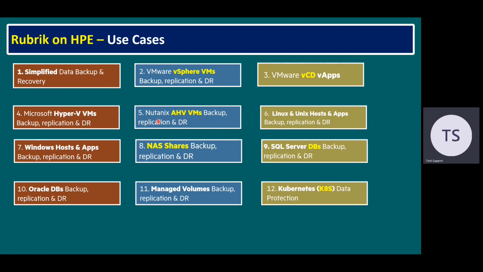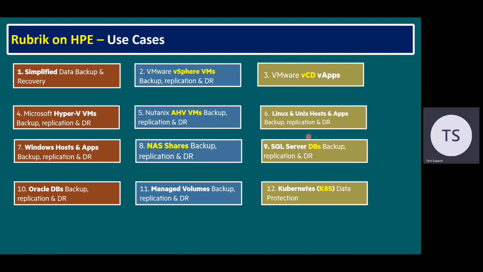Similarly, for another virtual platform, Nutanix AHV VMs backup, replication, and DR exercises. And similarly, if you have physical workloads like Linux and Unix hosts and apps, they will be supported. In the same way, if you have Windows physical hosts and applications, it's not only for a normal Windows physical server, it also supports your Microsoft clustering service. And for NAS shares, if you have traditional network attached storage, all your file shares, using Rubrik on HPE we can take the backup, replication, and DR exercises.